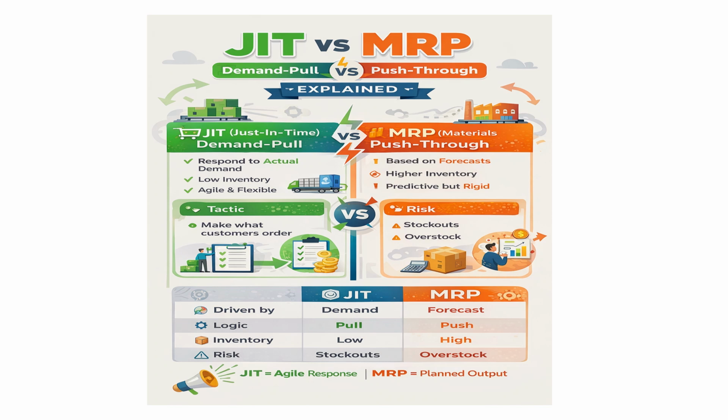If you remember only one thing from this video, remember this: JIT means make what customers order. MRP means make what we forecast.